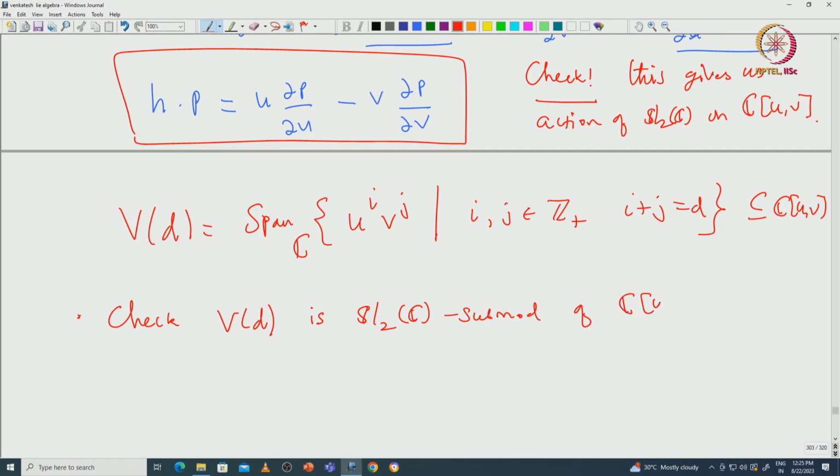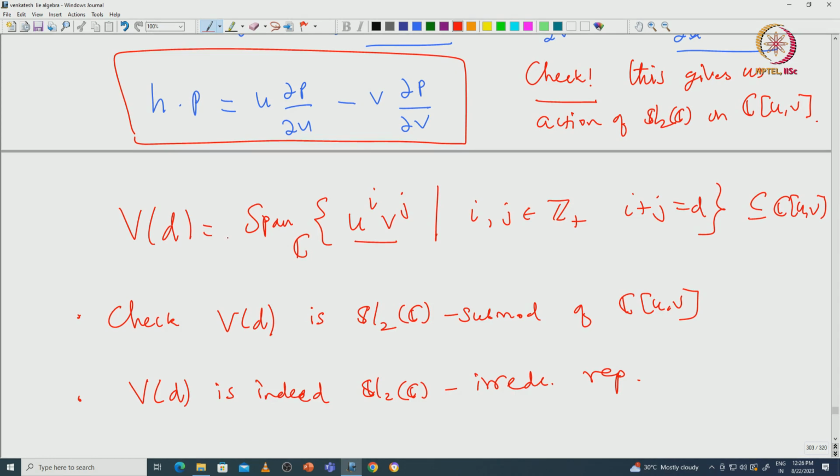Okay. By establishing a very explicit basis, which is already given here, you can see that this V_d is indeed an SL2C irreducible representation. Okay. So, this is all something I would like to leave it to you to check. This is all now very explicit calculations. Okay. For example, if you take the dimension of this V_d, given i, this j must be d minus i. So, you can see that the choices for i are just 0 to d.